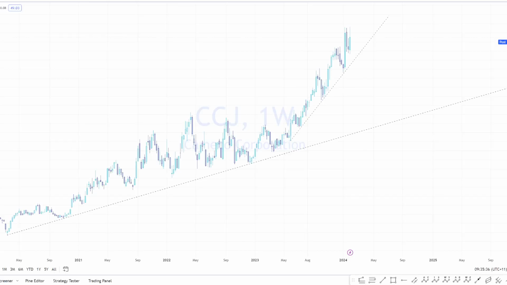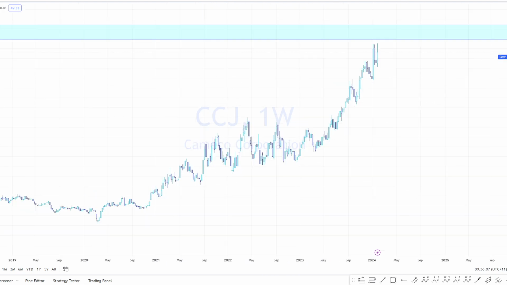So let's just start with CCJ here. And this is the same chart that I showed at the start. If you're a long-term guy, you don't need to know anything more than this. Everything still looks pretty good, okay? The trends are all still in place. And we know that we've got a zone up here towards the all-time. This is the all-time high. This was the previous peak.